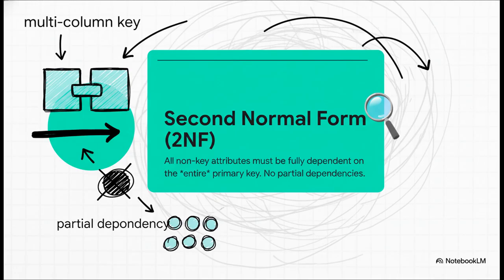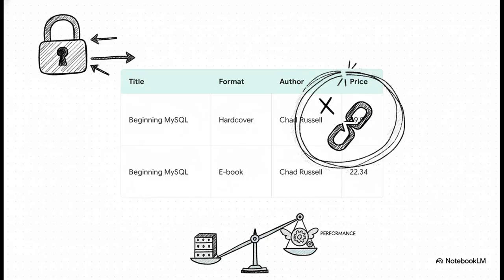Second normal form, or 2NF. Now this rule really kicks in when your table's unique identifier, its key, is made up of more than one column. 2NF says that every other column in that table has to depend on the whole key, not just a piece of it. So check out this table. The key that makes each row unique is the combination of title and format, right? The price totally depends on both. The hardcover costs more than the ebook.